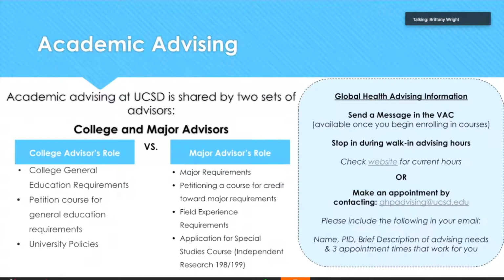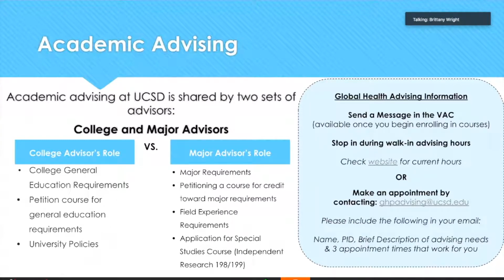When it comes to your major advisor, you're going to come to us to work on your planning for your major requirements. And also, if you're going to be petitioning any courses for your global health major, you would come through us. And then anything with your field experience requirement, or if you're going to do a special studies course, so independent research with a faculty member, that could be something that you would do through your department.